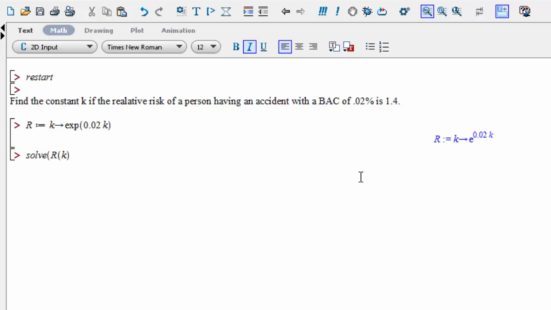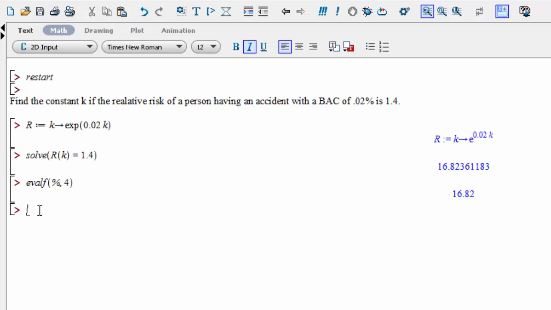Well, what is the R that goes with a blood alcohol content of 0.02%? That R is equal to 1.4. So we're going to solve for this R of k being equal to 1.4. And that is what we get. Let's round that off a tad. So that means that given this one data point and the fact that we know we've got an exponential function modeling this situation, the actual function modeling the situation now is R equals e to the 16.82x, where x is the blood alcohol content.